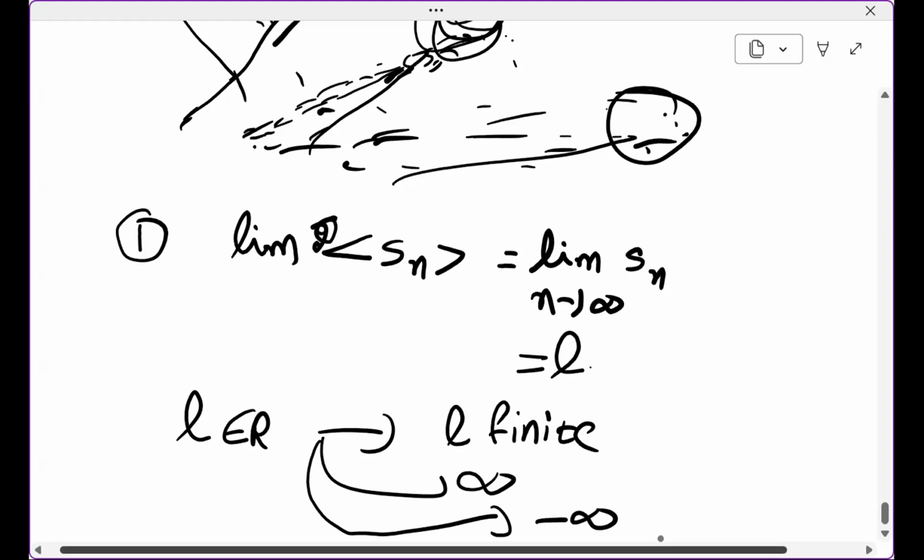So for the limit to exist, it need not be finite only. The limit of the sequence can be finite, or it can be infinity, or it can be minus infinity also.